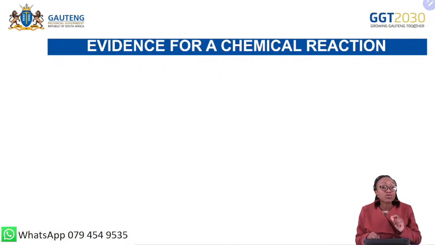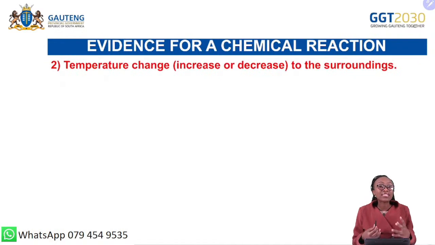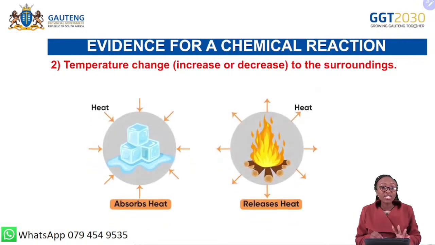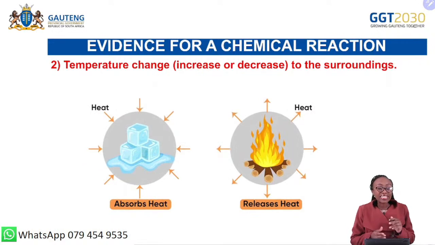And then the next way that you can tell that there has been a chemical reaction is when there is a temperature change. It can go both ways. It's either an increase or a decrease in temperature of the surroundings. That's another way that you can tell that there has been a chemical reaction. I've got a diagram with me here to help explain this. So it can go both ways.